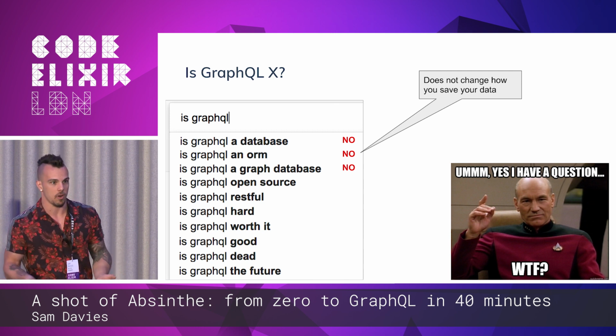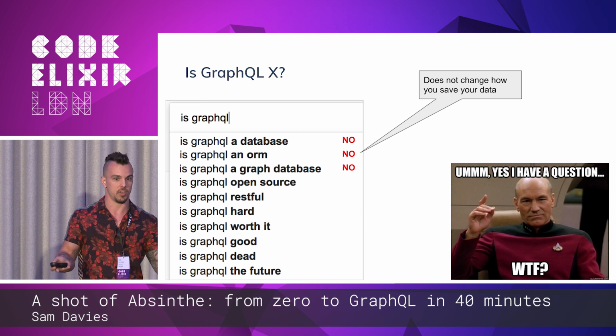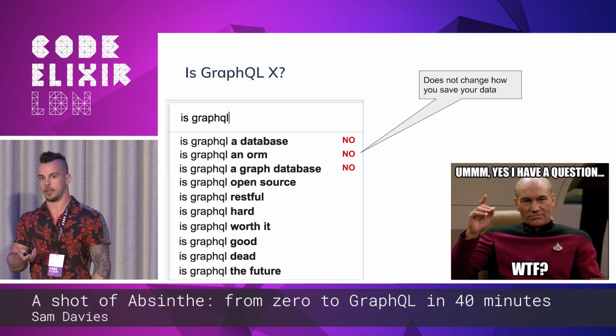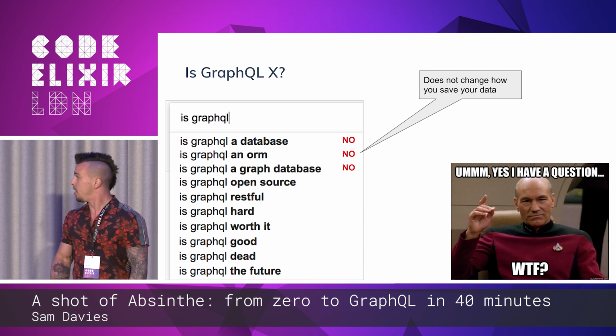And I know this is confusing because GraphQL sounds a bit like SQL or SQL, which actually is a database query language. So I think that's where some of the confusion comes from, that people think, oh, GraphQL, it's like SQL for graph databases. Like, that's not what it is. It's an API language.